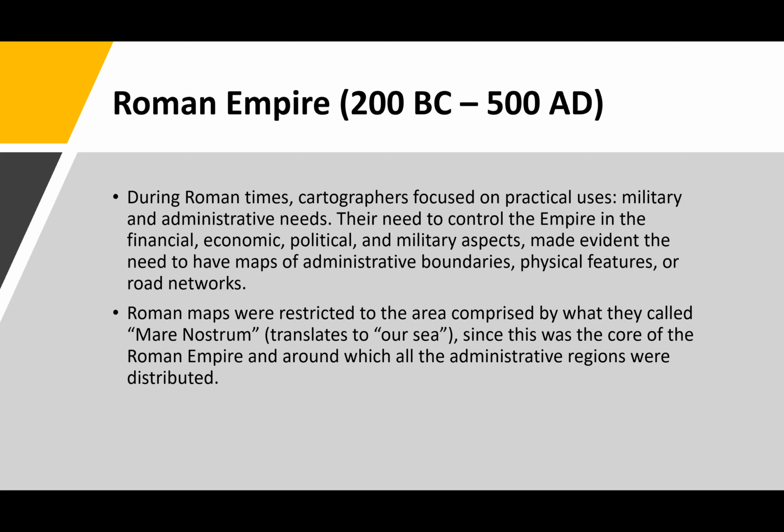But Roman maps were restricted to the area comprised by what they called Mare Nostrum, which translates to our sea. It's because of the prevalence of water in the region of the Roman Empire. Since this was the core of the Roman Empire, around which all of the administrative regions were distributed, Mare Nostrum, our sea, was associated with all of the maps because there was a clear observation of water. But the problem was we don't know what's on the other side of the water. We don't see the end of the water. We don't know where water starts and ends from a sea or ocean perspective.